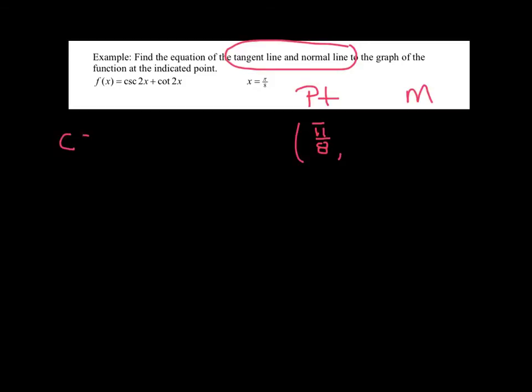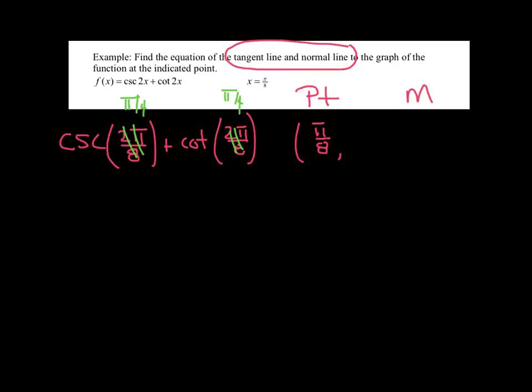So I'm going to say that's the cosecant of 2 pi over 8 plus the cotangent of 2 pi over 8. Now, you might be thinking, crap, I don't know what the heck the difference of pi over 8 is. But remember, this reduces, and this is just pi over 4. Same thing here, pi over 4. So don't get too nervous, it should be something we know.